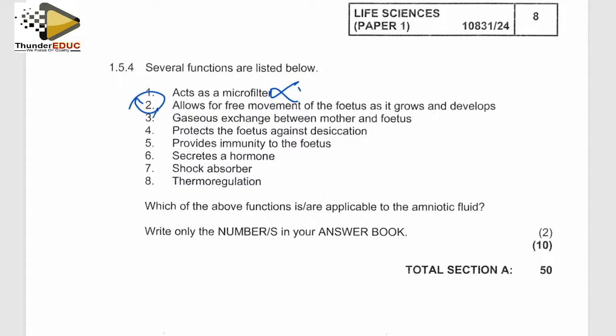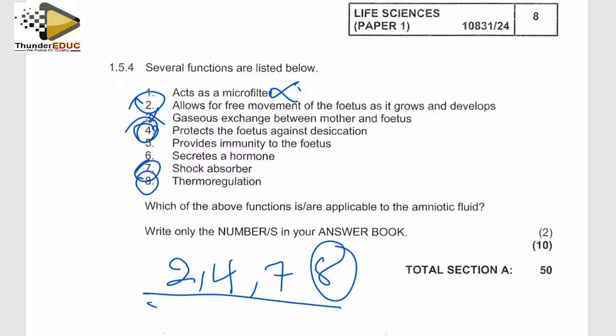Gaseous exchange for the fetus. No. Protect the fetus from desiccation. Yes, this is correct. Provide nutrition. No. Secretion of hormone. No. Shock absorber. Correct. Thermoregulation. Yes, correct. So the answer is 2, 4, 7, and 8. So these are the functions.